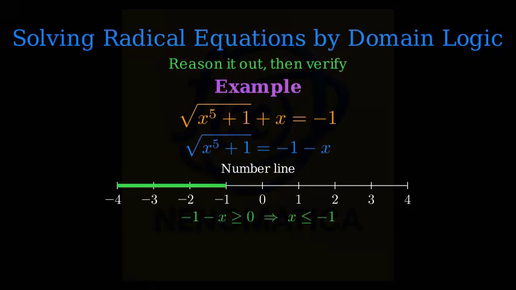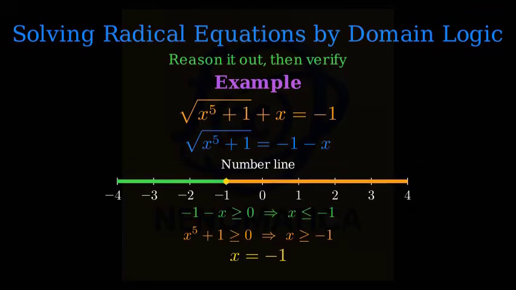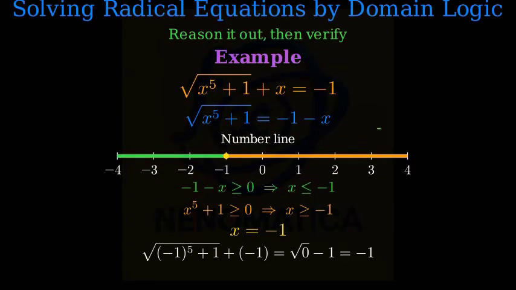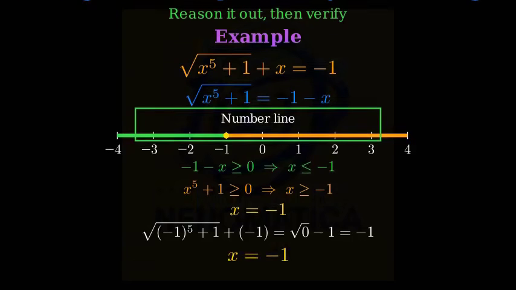Also, the radicand must be non-negative. So x to the fifth plus 1 is greater than or equal to 0, which implies x is greater than or equal to negative 1. The intersection of these two conditions is x equals negative 1 only. Finally, we verify. Substituting x equals negative 1 does satisfy the original equation.